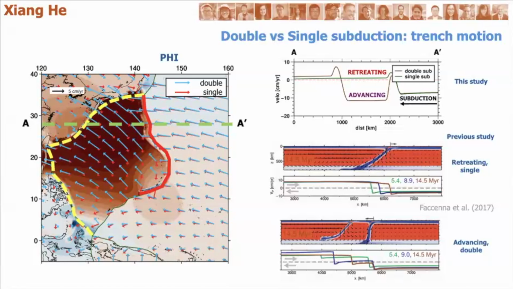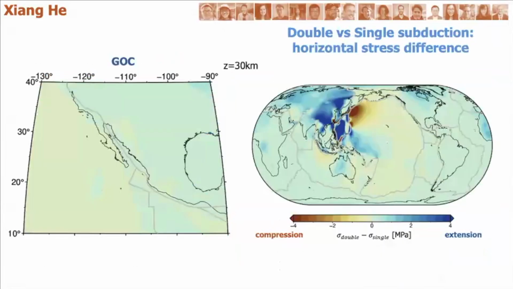So we proved that also in 3D models again. And then we look at the stress difference. The stress difference is also the difference between the double and the single subduction system. And the blue one means more extension, and the red one means more compression.